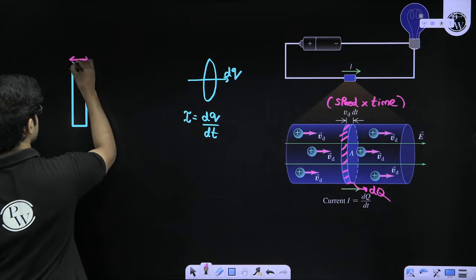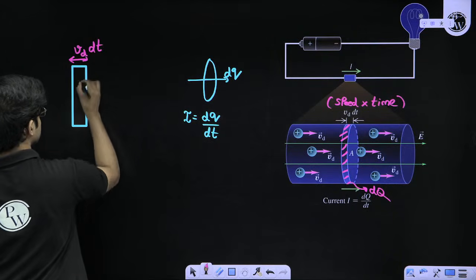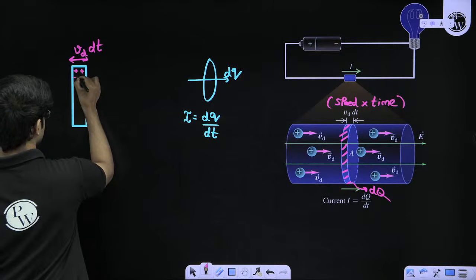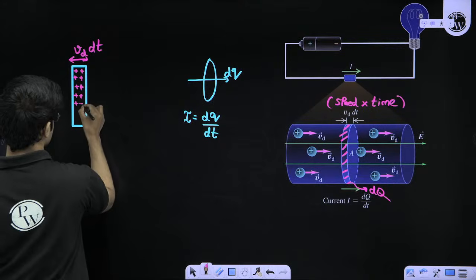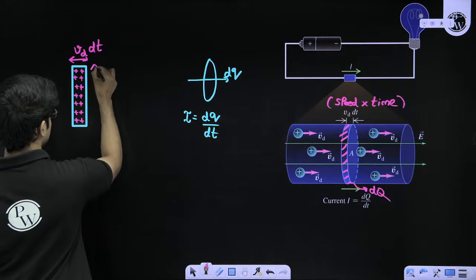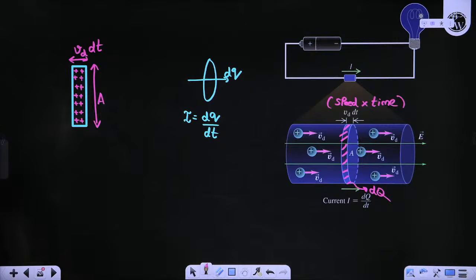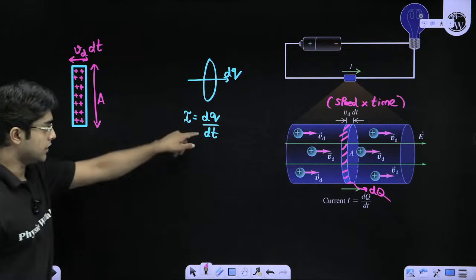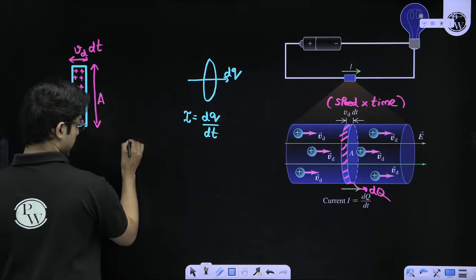This width is very small. It is equal to the drift speed into dt, speed into time, and it will have some plus charges inside, like this. And this area of cross section, I am taking it as A. So I just have to find how much dq charge is there in this cylindrical disc, and divide it with dt. That will give me the total current, the current in this circuit.